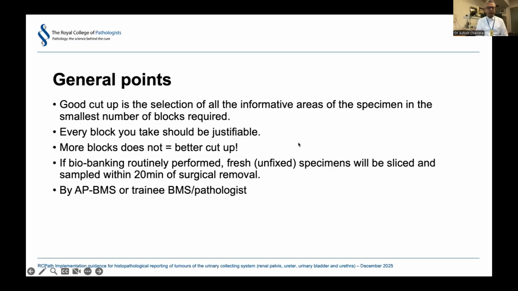If your institution is biobanking specimens routinely, then these specimens will probably be sliced and they should be sampled within 20 minutes of their surgical removal. So you'd have to be located pretty close to theaters to enable this. And this is usually done, particularly in our setup, by an advanced practitioner BMS or a consultant BMS. But we should also train up BMS and pathologists to be able to supervise these in the future.